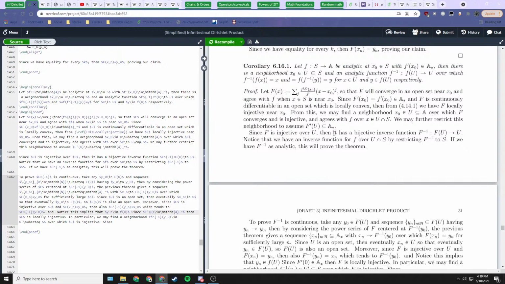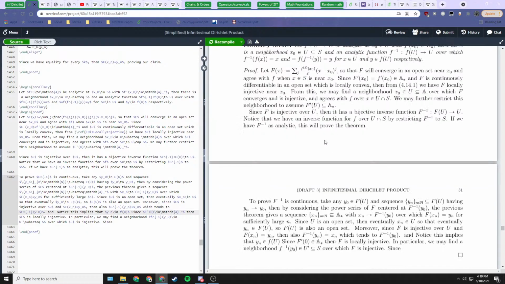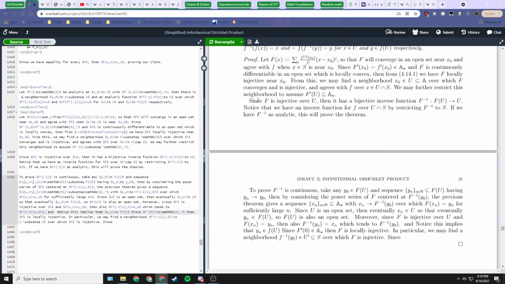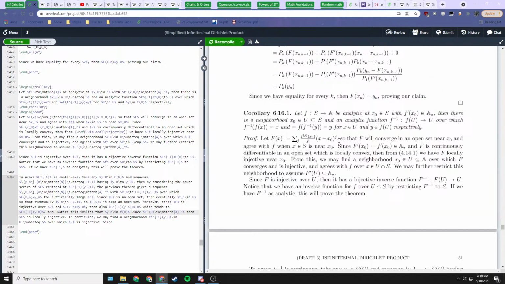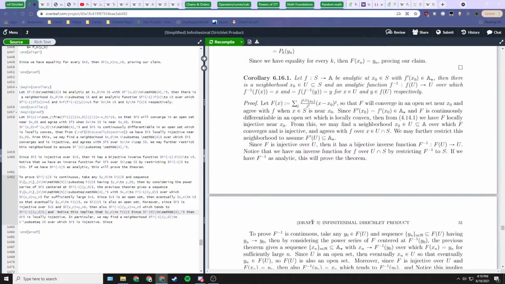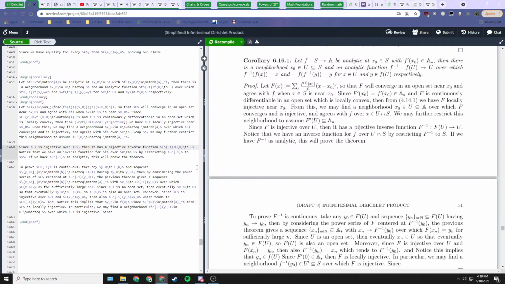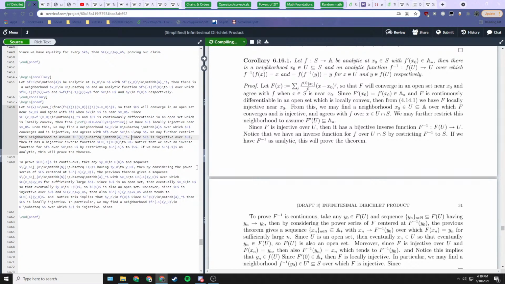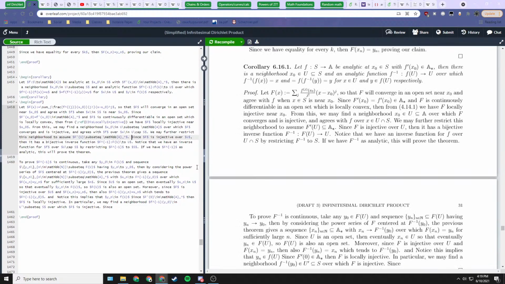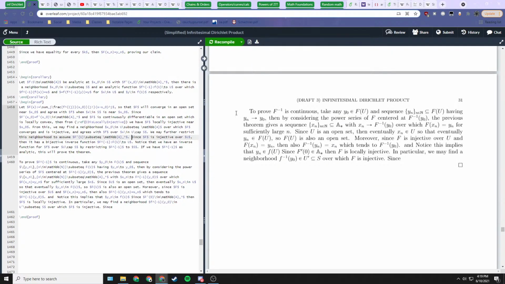Okay, so since f is injective over U, it has a bijective inverse function, f inverse, mapping the image back to U. We do have an inverse function for little f over the intersection U intersect S by restricting f inverse to S. So if we have f inverse as analytic, this will prove the theorem. So we just want an analytic inverse function for the function f over some neighborhood. So all we have to do is prove that our capital F inverse is analytic. So first we're going to prove it's continuous.